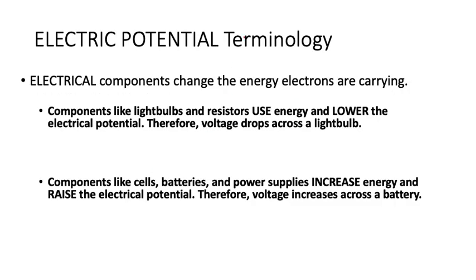Let's talk about a little bit of electric potential terminology. Various electrical components change the energy that electrons are carrying. So things like a light bulb or a resistor use energy in a circuit, and they lower the electrical potential in that circuit. Therefore, voltage drops across a light bulb. Also, components like cells and batteries and power supplies increase energy in the circuit and raise the electrical potential, and therefore we say that voltage increases across a battery.